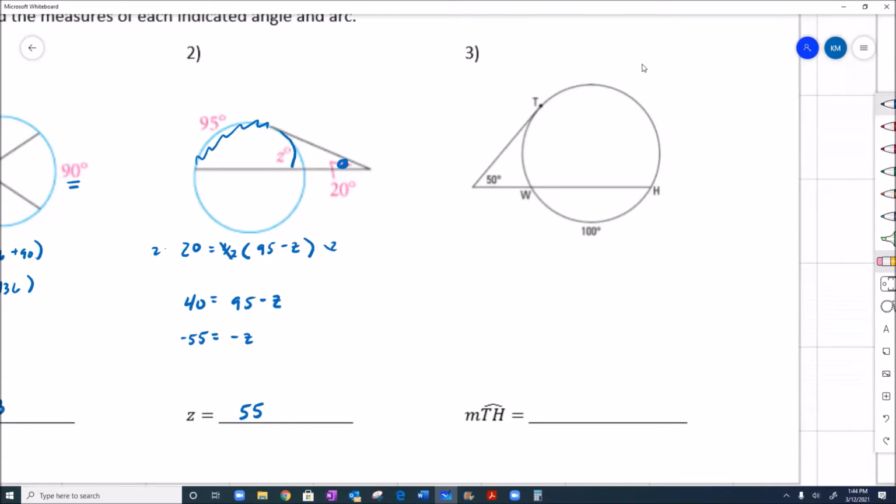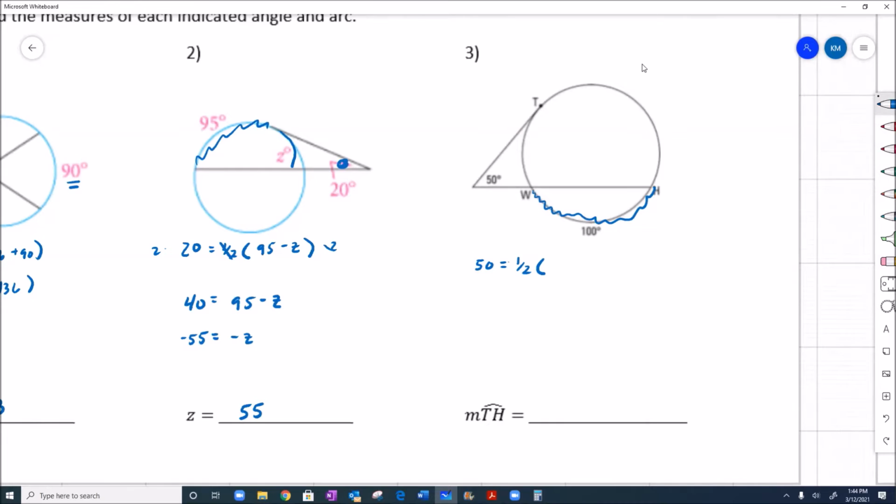All right, for this last problem here, we're given an outside angle of 50. Remember that our theorems tell us that an angle on the outside is going to be half of the difference between the arcs that it intercepts. Here they're asking us for TH. We can write that a bunch of different ways, but the only information they gave us was that our WH is 100.